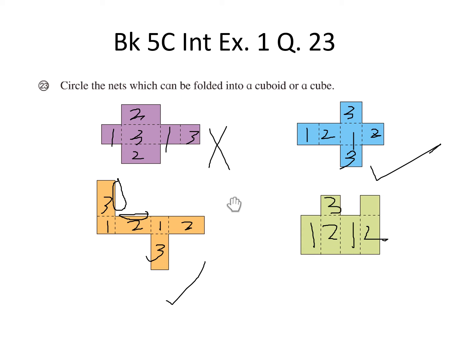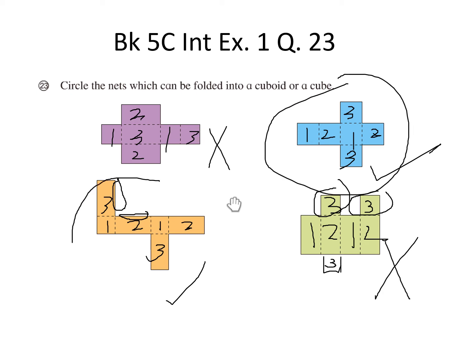And the last one, the first pair of parallel faces, second pair, and this is the third pair. But think carefully, although they have the same shapes and size, they are not in the opposite arrangement. So if the third pair, the rectangle, is put here, then it can be folded up into a cuboid. But now they are in the same side, so it is wrong. So only the blue one and the yellow one can be folded up into a cube or a cuboid.